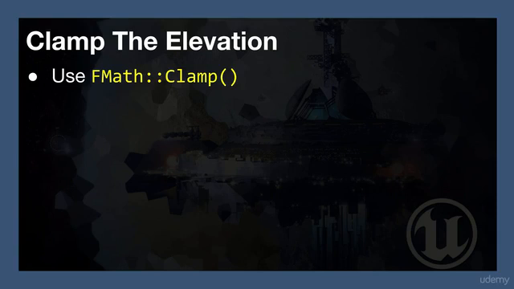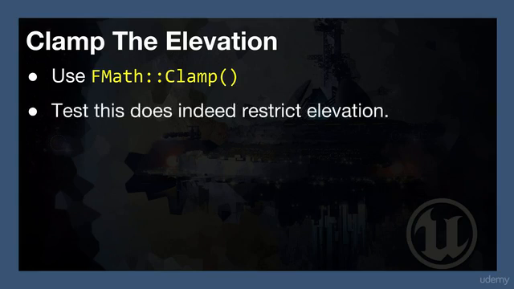There is a generics format with chevrons, the angle brackets. But take a look online or use the IDE to work out how FMath::Clamp works, and then test that you have indeed restricted your elevation in between the two parameters we set in the header file, the max and min elevation. Okay, see you in a moment.